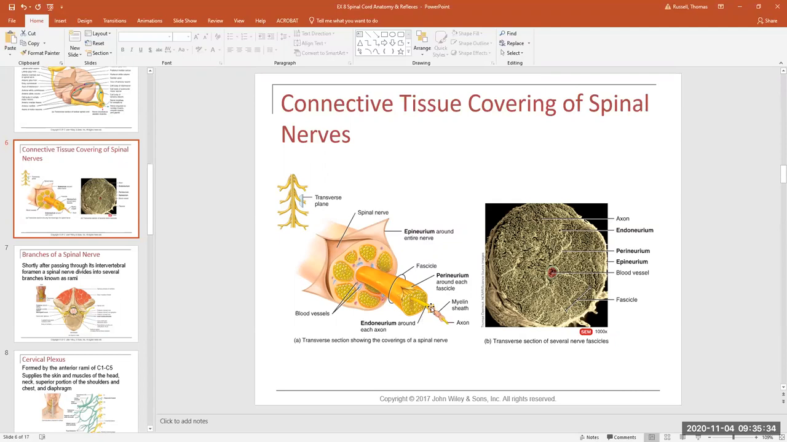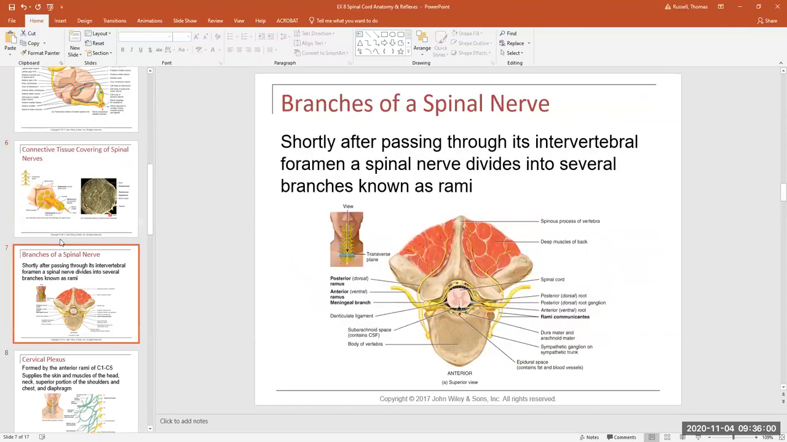Now, I said there's no nerves in your brain or spinal cord, and that's true because we do not have connective tissue on the inside of our brain. You do not have connective tissue on the inside of your spinal cord. So our neurons in our brain and spinal cord are not wrapped together in connective tissue like this. You do have a lot of neurons in there, but no nerves per se.